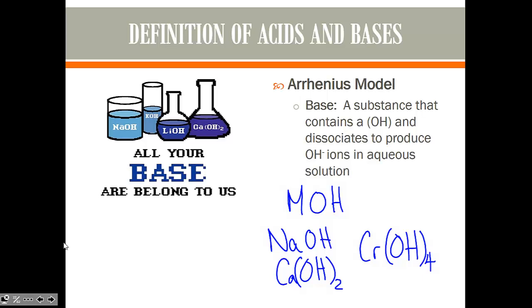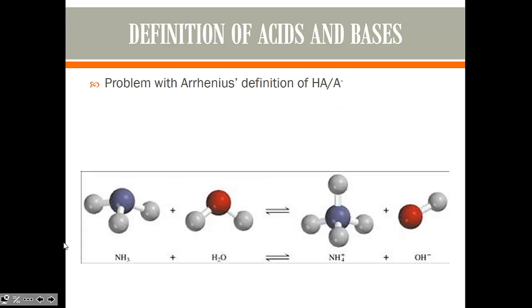However, Arrhenius' definition is not all-encompassing. In the previous unit, we said ammonia is a base, and you're expected to know it's a base. But ammonia does not contain a hydroxide ion. So how is ammonia a base? Well, that question plagued chemistry for several years. And it wasn't until the work of Bronsted and Lowry that we came up with a different definition of acids and bases.